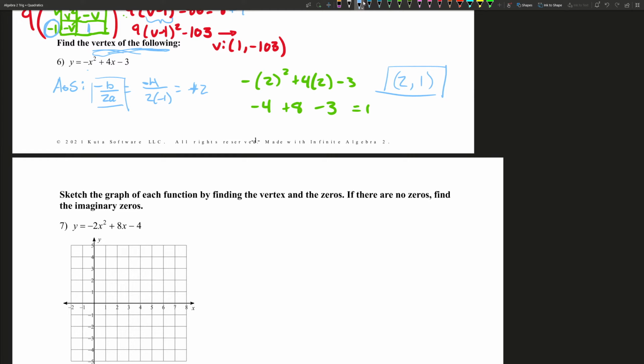I hope that's straightforward. That's one of the first things we did. We found the vertex in standard form. That's literally the first thing we did in this chapter. To do that, we do negative b over 2a. You get an answer, you plug that answer back in, and that second answer gives you the vertex. Okay, I'm going to move on.